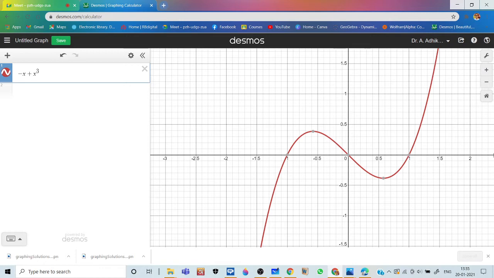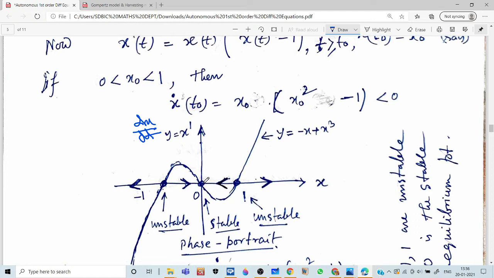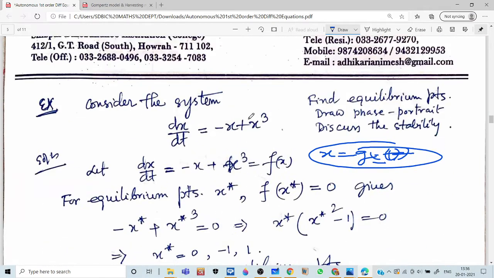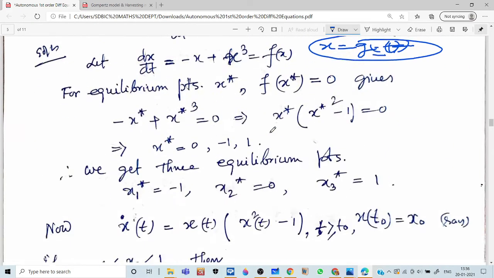So this is the x-axis, and this is the corresponding y-axis. That means the y-axis is dx/dt, and the intersection points with the x-axis are -1, 0 and 1. So these 3 points are the corresponding equilibrium points for minus x plus x cube. This is not a solution curve. This is just dx/dt equal to minus x plus x cube.